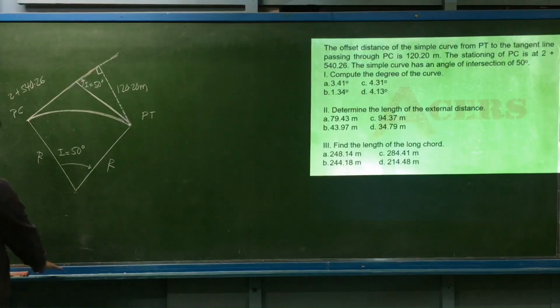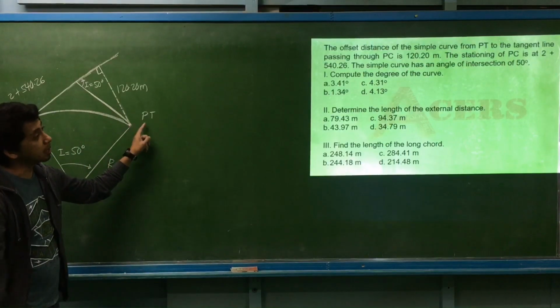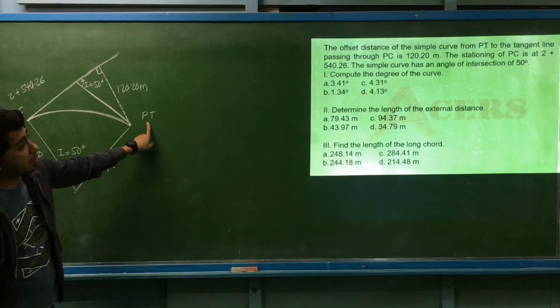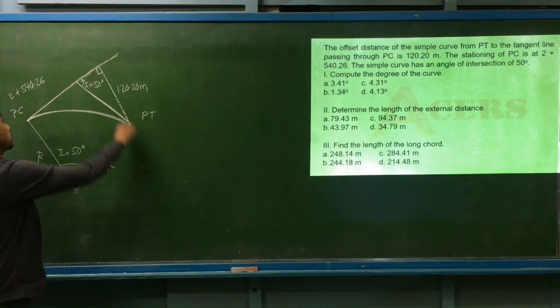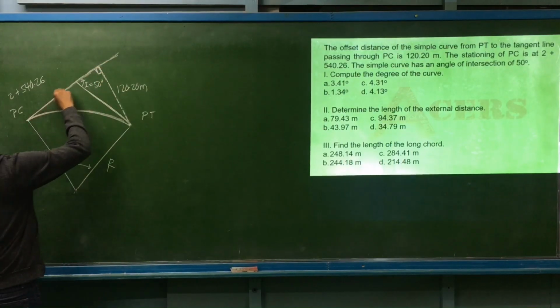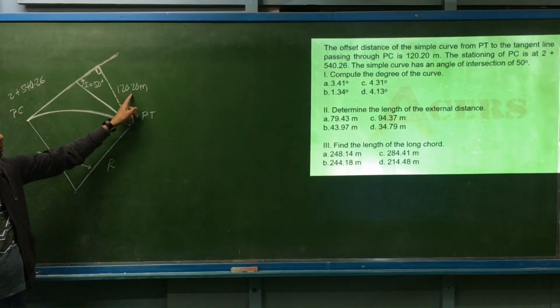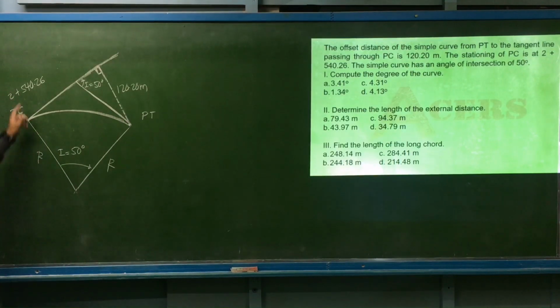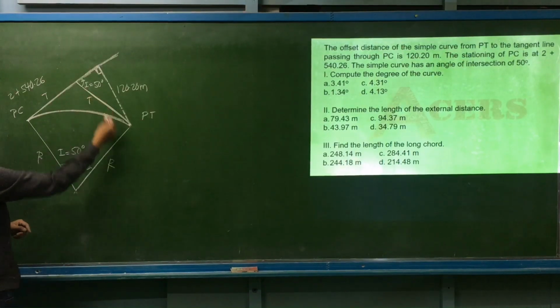Okay, so balik tayo sa simple curve. So the offset distance of a simple curve from PT to the tangent line passing through PC is 120.20. So take note kapag sinabing offset distance, this is perpendicular. So kung i-extend natin yung tangent from PC, or this is the back tangent, nagawa tayo ng offset from PT, perpendicular siya, 120.20. The stationing of PC is at station 2 plus 540.26. The simple curve has an angle of intersection of 50 degrees. So alam natin na kung yung I is 50 degrees, the same as the intersection of the two tangents.